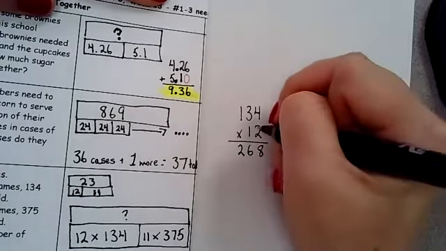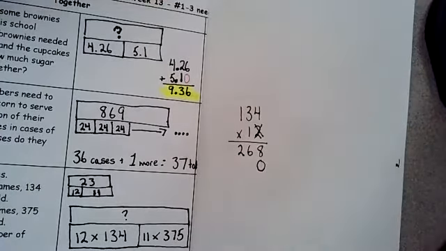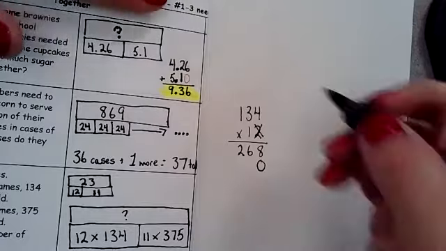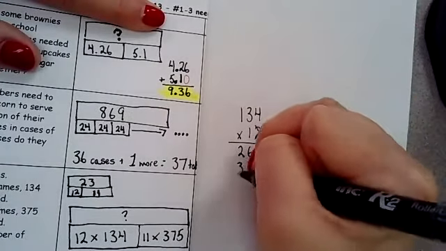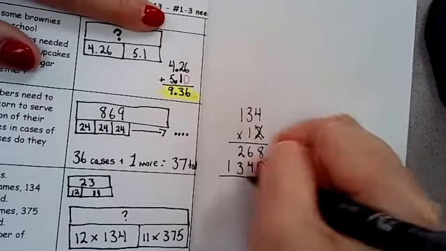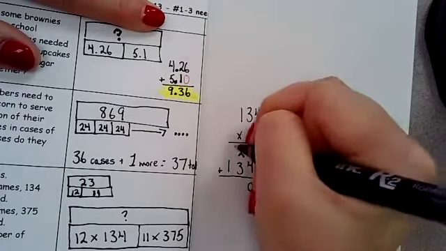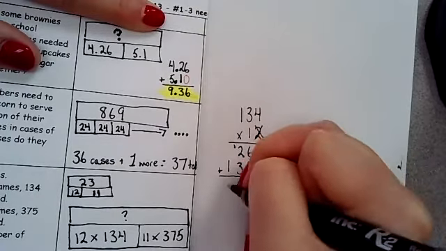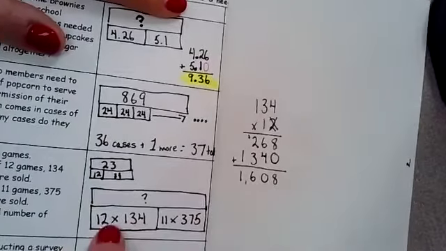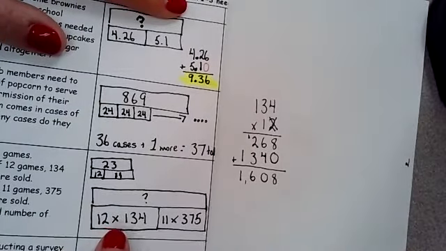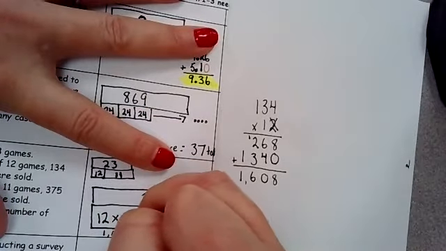Then what you're going to do is cross this out and put your 0 there, because now you're going to multiply by the tens place. 1 times 4 is 4. 1 times 3 is 3. 1 times 1 is 1, and then you can add and you get 8, 10, carry the 1, 6, and 1, 1,608. And that's how much was scored in the first 12 games. So I'm going to write that right under here, 1,608.